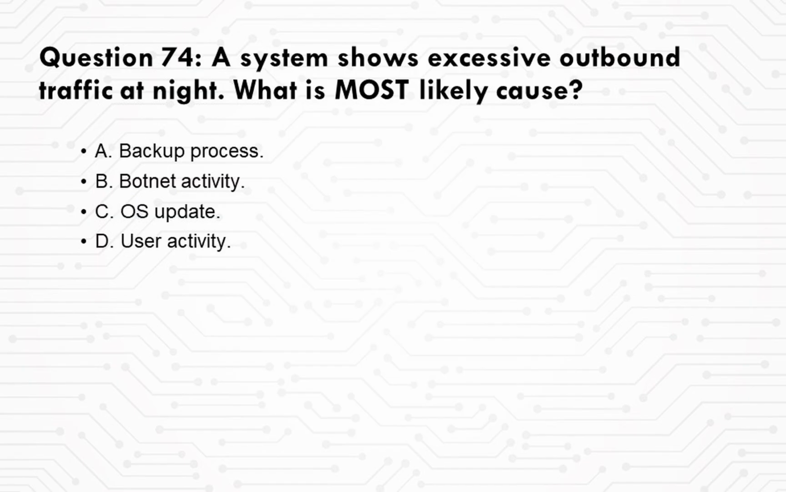Question 74. A system shows excessive outbound traffic at night. What is most likely cause? A. Backup process. B. Botnet activity. C. OS update. D. User activity. Answer: B. Unusual traffic at odd hours suggests botnet.